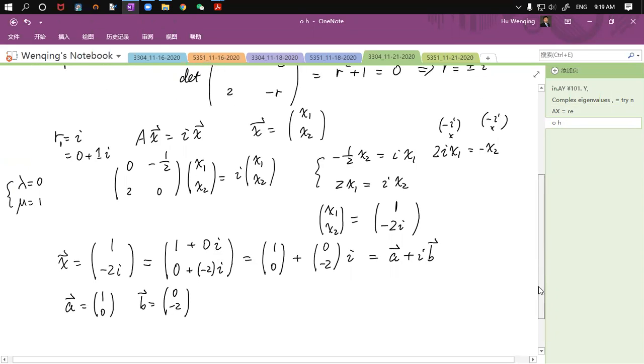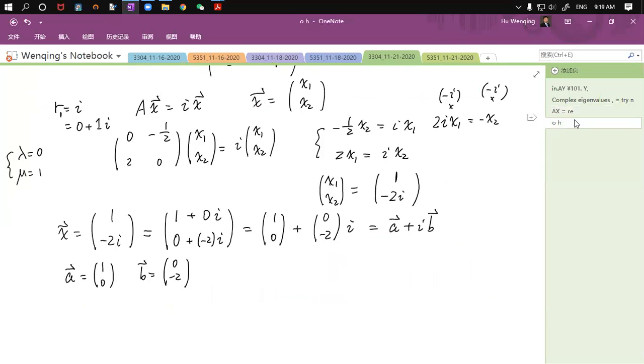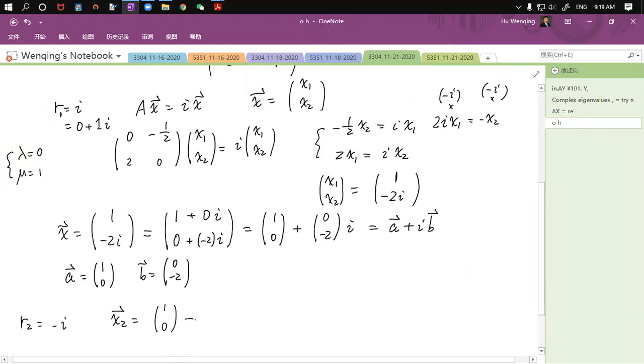What about the second eigenvalue? Well, we don't have to work it out because you just see that they are conjugate to the first pair of eigenvalues and eigenvectors. So you may just write it, right? So r2 is equal to minus i, and then x2, the second vector, is going to be equal to (1, 0) minus i times (0, minus 2).